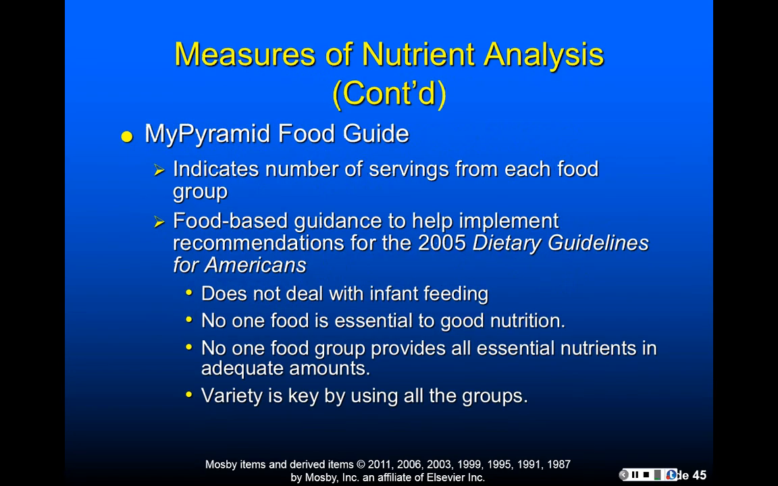The MyPyramid Food Guide provides food-based guidance to help implement recommendations for adequate nutrition. It does not, however, deal with infant feeding. Explain that no single food group provides all essential nutrients, that variety is the key, and that the patient should be utilizing all food groups.